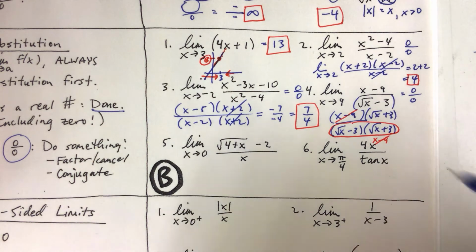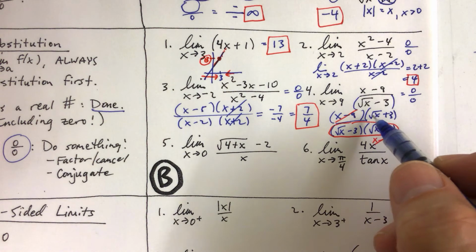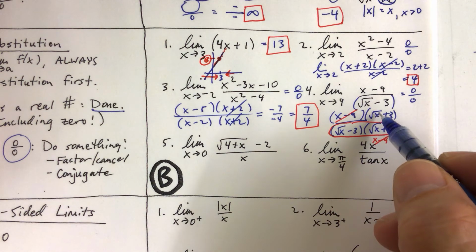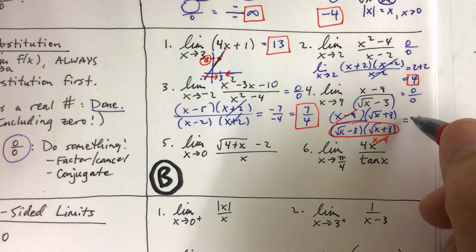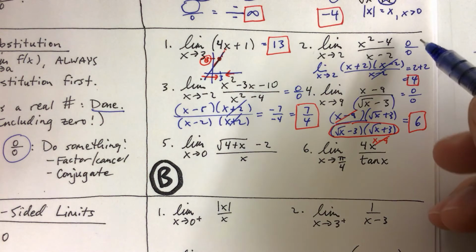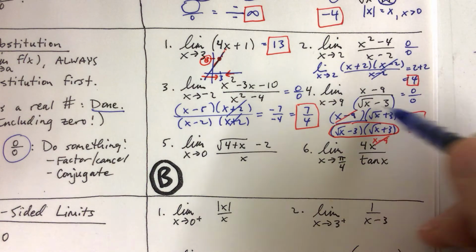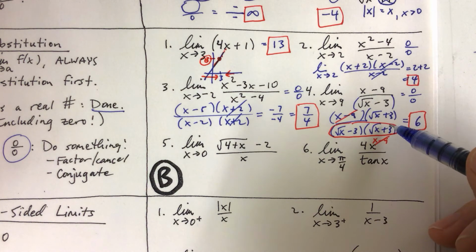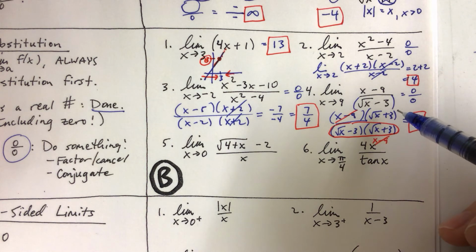Then in the reduced version of this fraction, we replace x with 9 here. So we get radical 9. That's 3. 3 plus 3 is 6. So 6 is the limit. There would be a hole in the graph at that place. Just like anytime we have 0 over 0 and we factor and cancel, or we multiply by a conjugate and cancel, there would be a hole right there, because the limit exists, but the function is not continuous at that point.